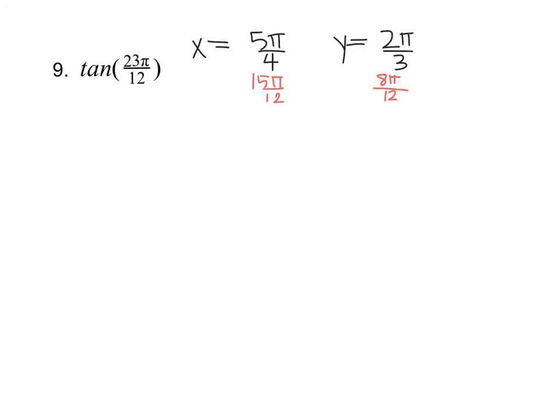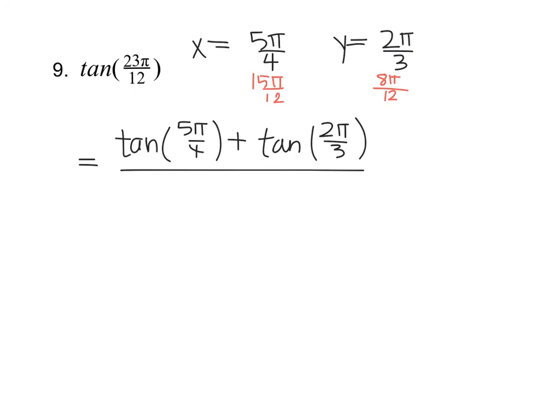So using the addition identity for tangent, we are going to get tangent of x, so tangent of 5 pi over 4, plus tangent of y, tangent of 2 pi over 3, all over 1 minus tangent of x, so tangent of 5 pi over 4, times tangent of y, which is tangent of 2 pi over 3.